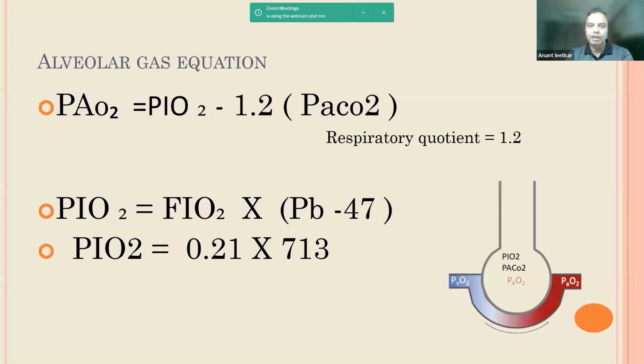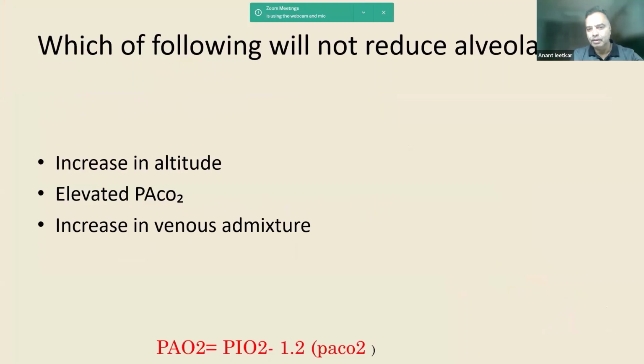Alveolar PaO2 is equal to PiO2, that is the pressure of oxygen in inspired air, minus 1.2 into PaCO2. Here, 1.2 is the respiratory quotient. This is a constant at every place. If our FiO2 keeps on increasing, PaCO2 becomes 0. Following will not reduce the alveolar PO2. So, would anybody like to respond to this?